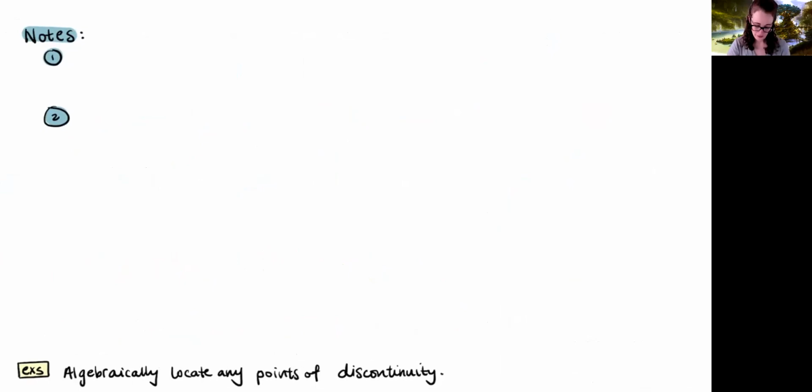Before we do that, though, I would like to give you some general guidelines or some general properties of continuity. This is just going to summarize when certain kinds of functions are not continuous. General properties of continuity.